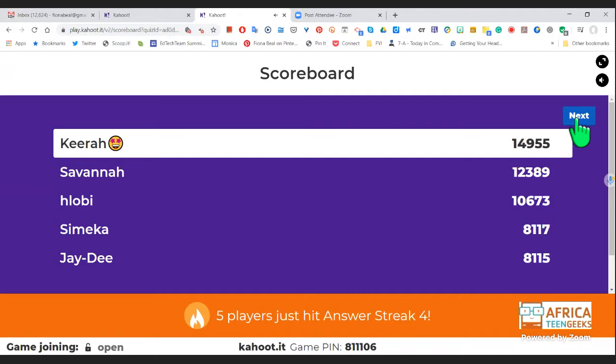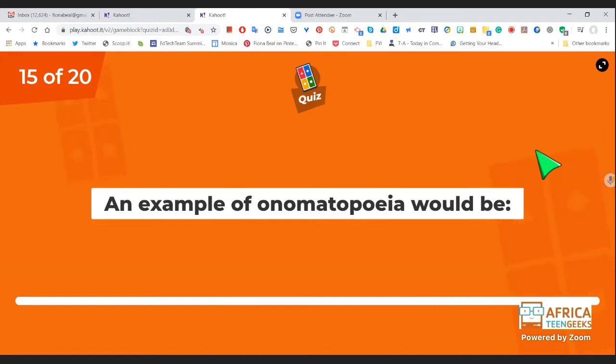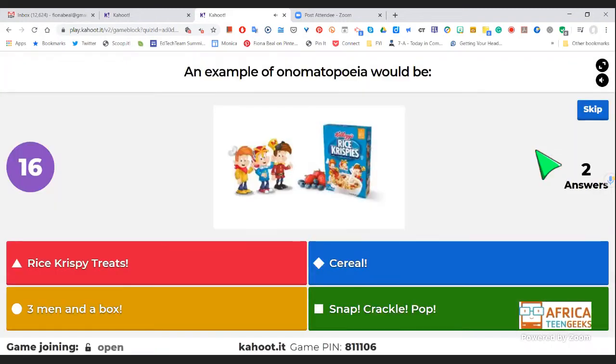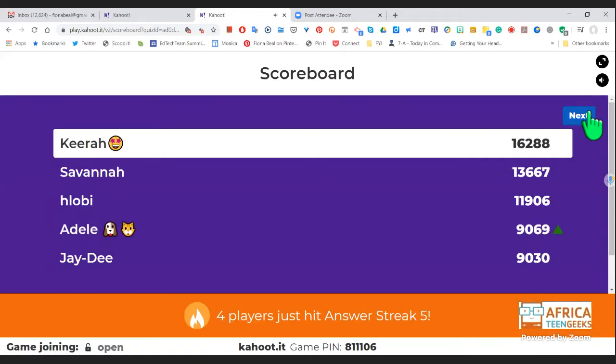Right, Kira's still in the lead. Onomatopoeia. Okay. A lot of people got the sound there. Snap, crackle, pop. Good. Adele's making a rise. Good, Adele. 4 players hit answer streak 5. That's very good.